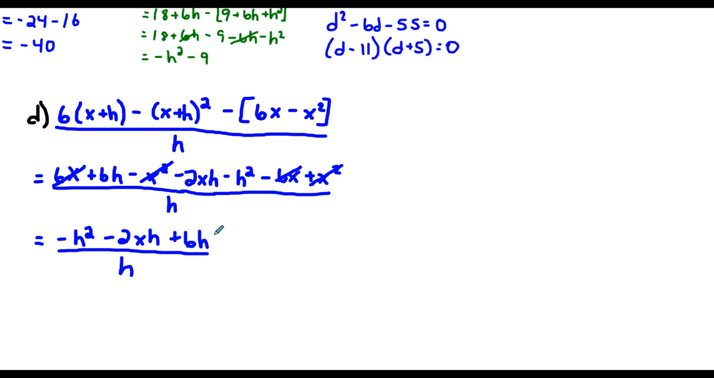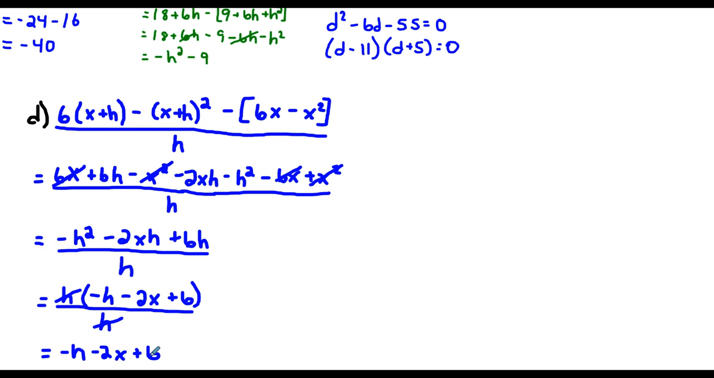Now, when I look at this, I can actually factor an h out of everything on the top, so I'm going to go ahead and do that. So we get h times negative h minus 2x plus 6 over h, and then I will cancel top and bottom and be left with negative h minus 2x plus 6.